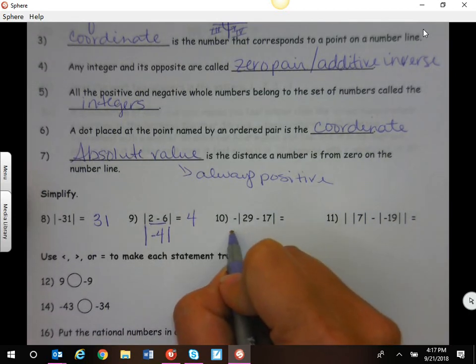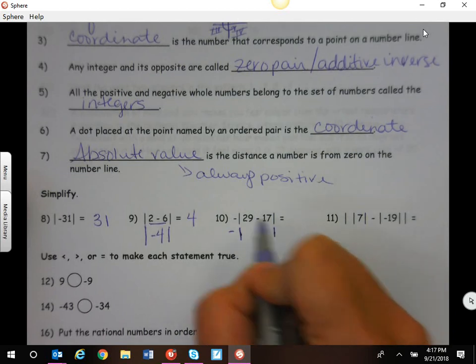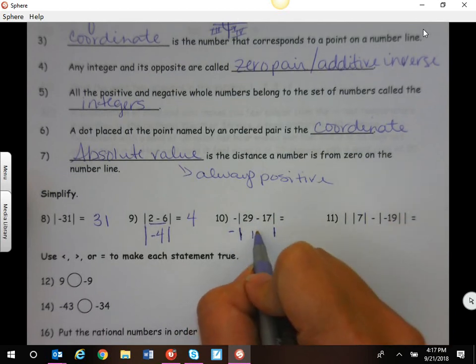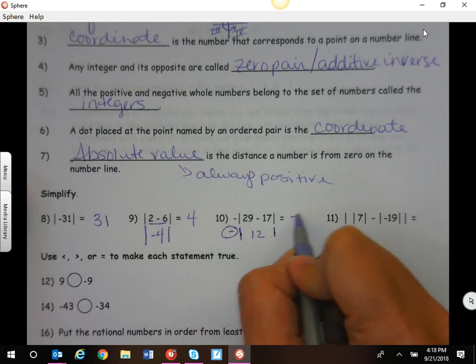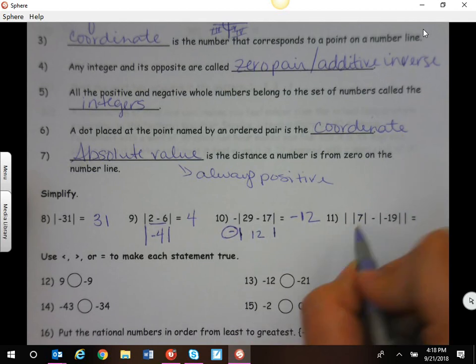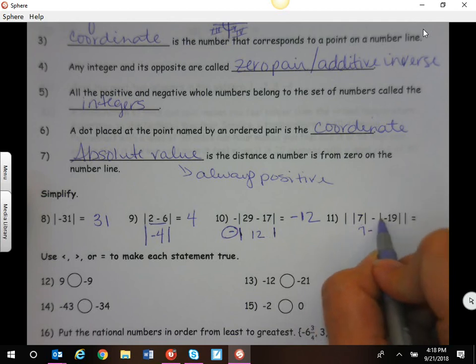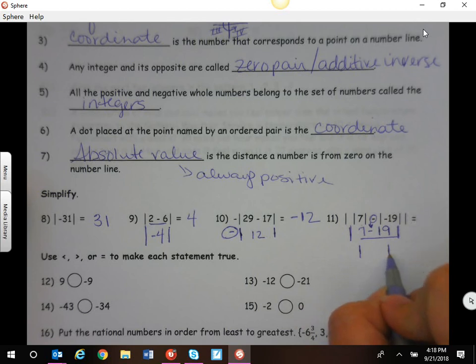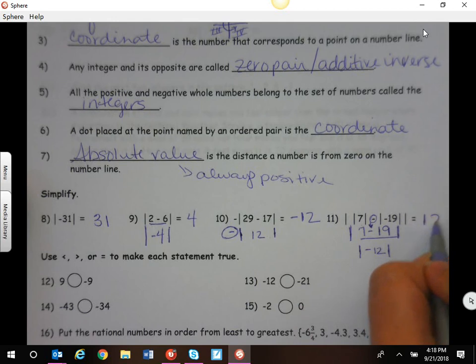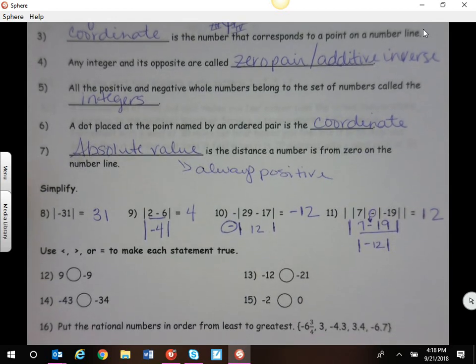This one we talked about in class, it was a little bit tricky. 29 minus 17 is 12. Well, the absolute value of 12 is 12, but we have this negative in front, which is going to make it negative. Here we have 2 absolute values. The absolute value of 7 is 7, and the absolute value of negative 19 is 19. This minus came from right here. So we're going to solve that, and then we'll take the absolute value of that answer. A 7 and a negative 19 is a negative 12, and the absolute value of negative 12 is positive 12.